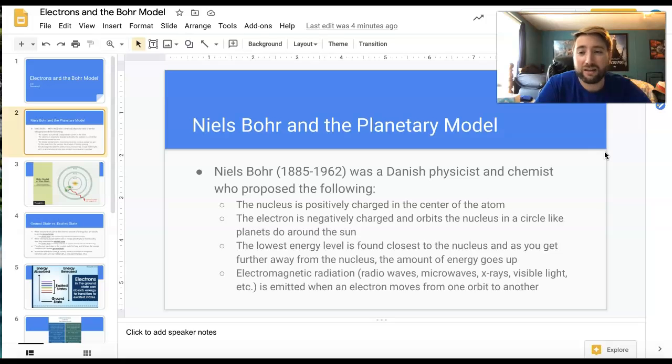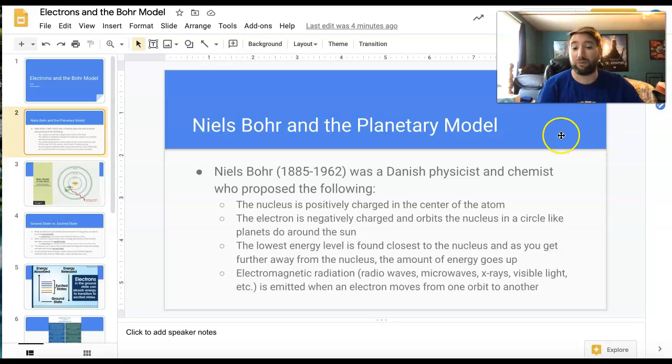He also said that the lowest energy level, the electrons that are closest to the nucleus, have the least amount of energy. The reason they have the least amount of energy is because the positive charge at the center of the nucleus, with the protons, is holding on really, really tightly to those electrons. And as you get further and further away from the nucleus, the amount of energy goes up.